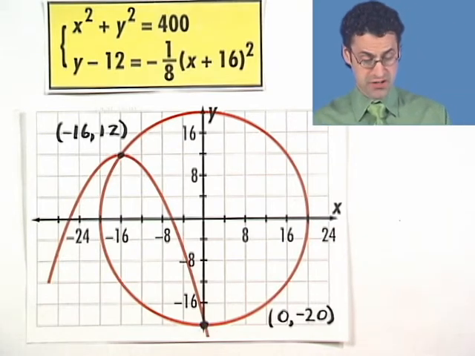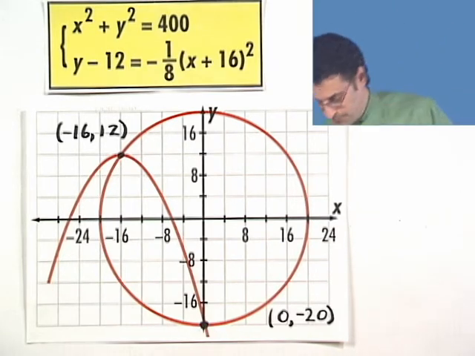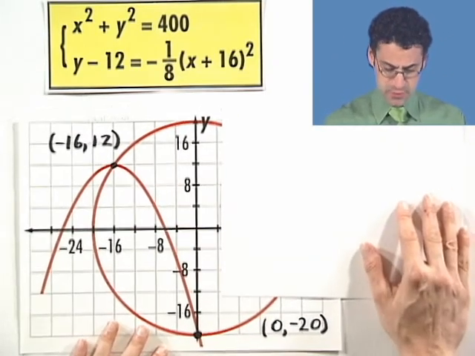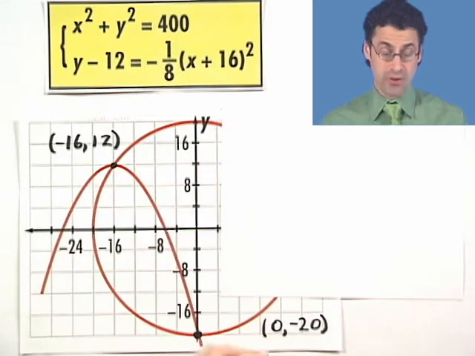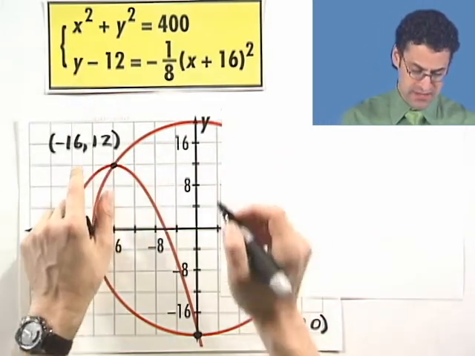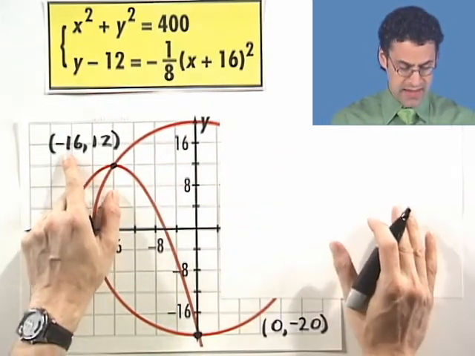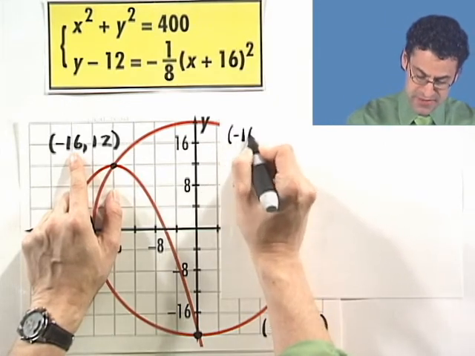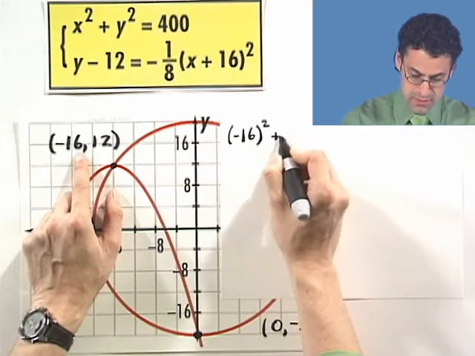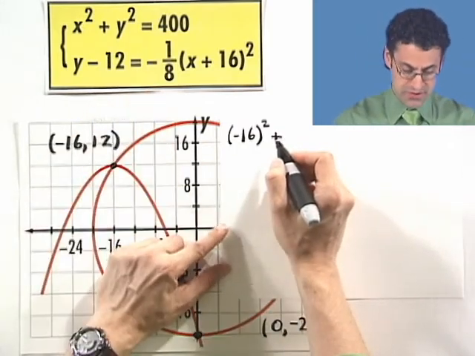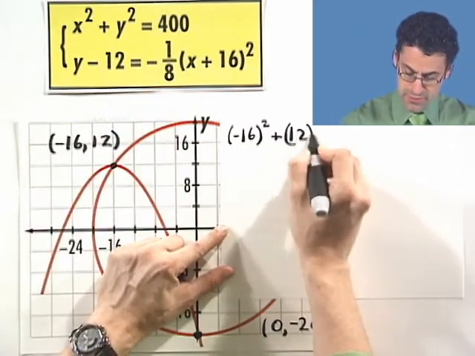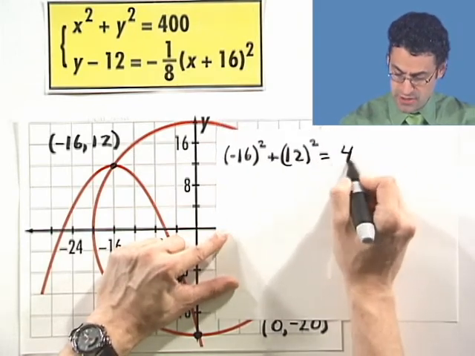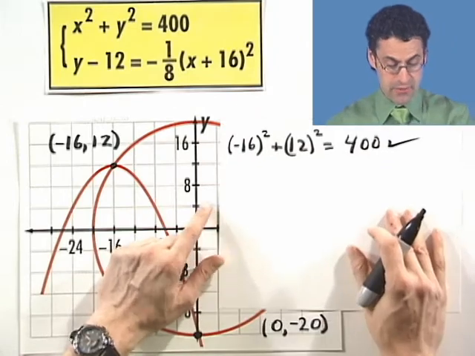So are these solutions? Well, let's actually plug them in and see. If we check, we have to take these points and insert them not just into one, but into both. So when I insert them here, what do I see? Well, I see negative 16 squared, which is the same thing as 16 squared, plus 12 squared, which is 144. And when you add them together, we do, in fact, see 400. So that checks. Good.